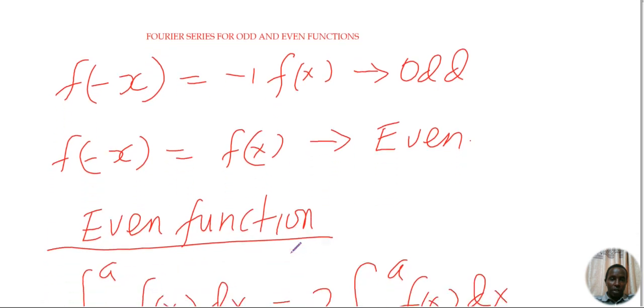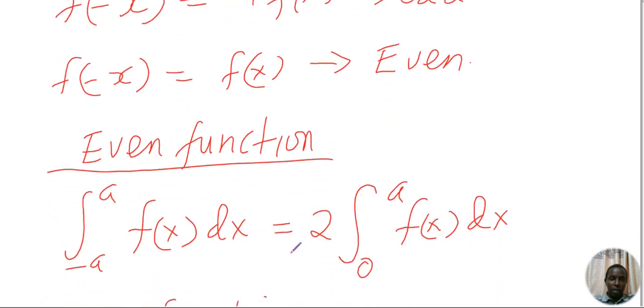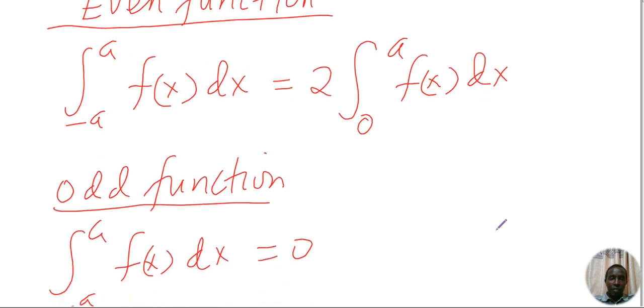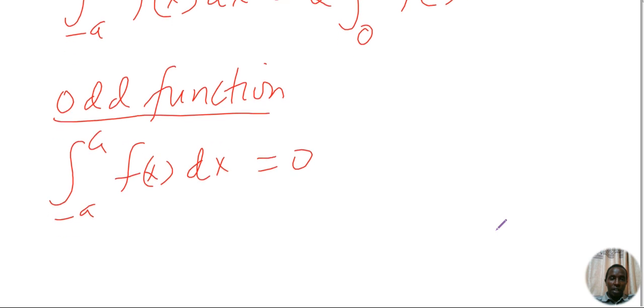I've also talked about some properties of odd and even functions. One of the important properties is the integral. If we integrate from minus a to a and the integrand f of x is even, then the result is the same as 2 times the integral from 0 to a of f of x dx. On the other hand, if the function is odd, then integrating f of x from minus a to a will give us a value of 0.